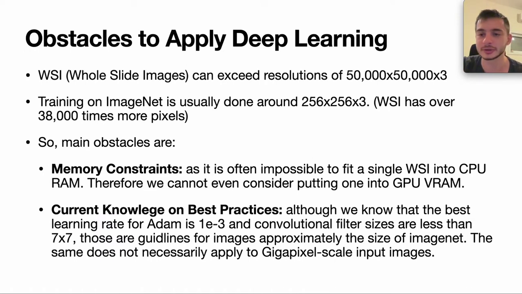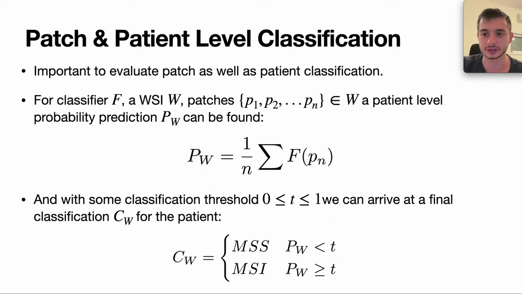Obstacles to apply this: basically these images are enormous, so they don't fit on GPU, and also we don't know what the best practices are. Mostly ImageNet is like 256 by 256, and most other data sets are smaller than that. So we don't know what CNN filter sizes and so on should be on them. Patch level and patient level classification are the two most critical things here.